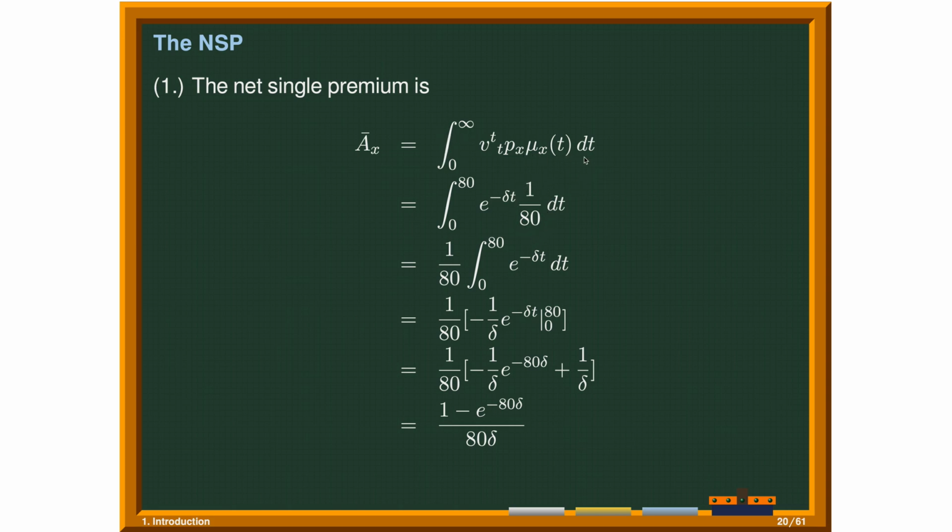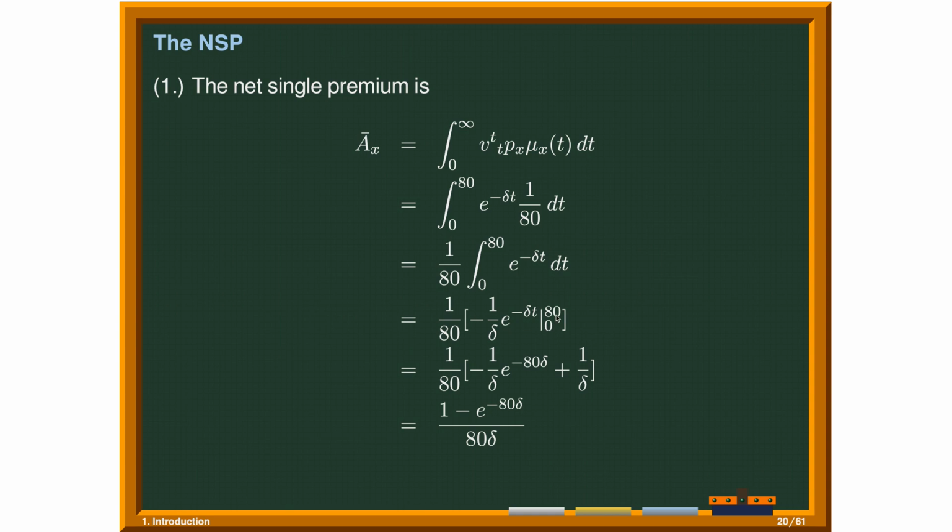And the integral is over all possible values of t, where t would have a positive probability. What we have is that t is from 0 to 80. Okay, so this integral here represents the net single premium of the random variable z. So we just have to evaluate this. So it turns out that the integral is negative 1 over delta times e to the negative delta t, where t ranges from 0 to 80.